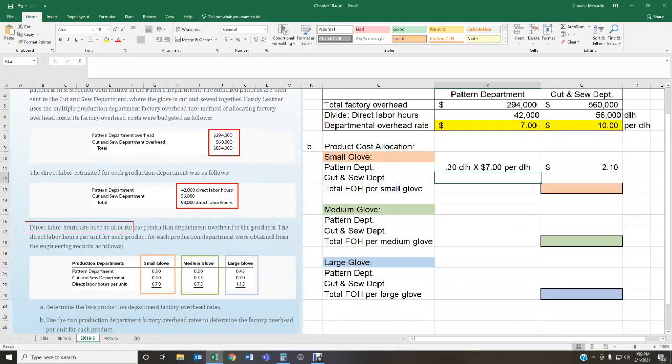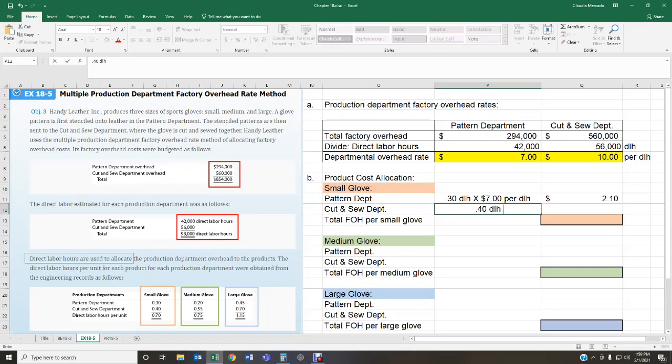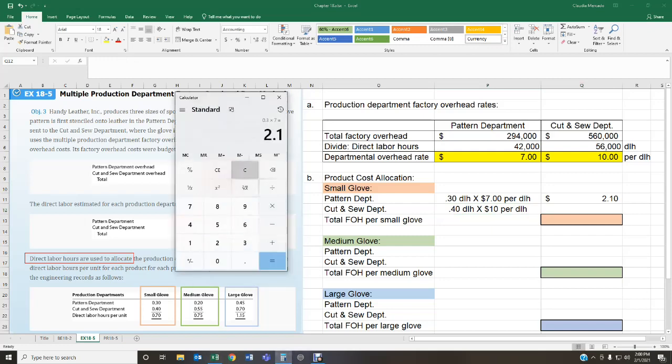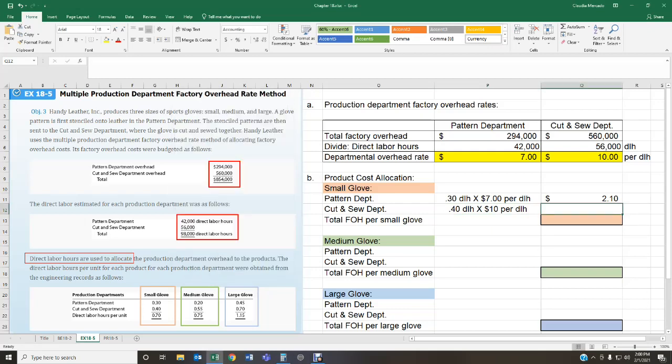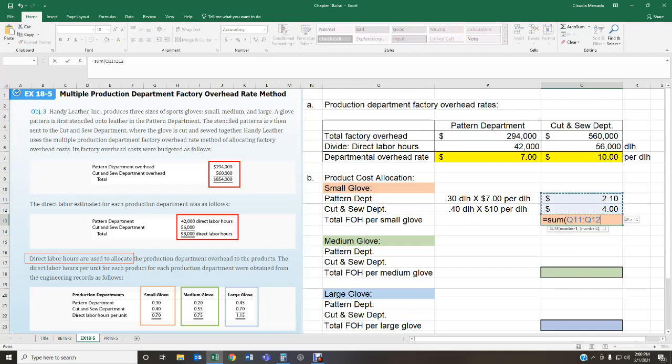Now, in the cut and sew department, we take 0.40 direct labor hours, and I'm going to multiply that by $10 per direct labor hour. So let's see how much that gives us. That's 0.40 times 10, which is $4. Then we're going to add together the pattern department and the cut and sew department to see how much it'll cost us, and that gives me $6.10. So my total factory overhead per small glove is $6.10.